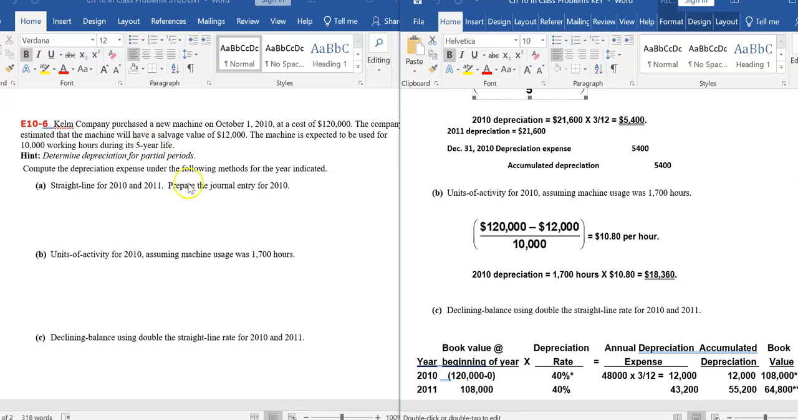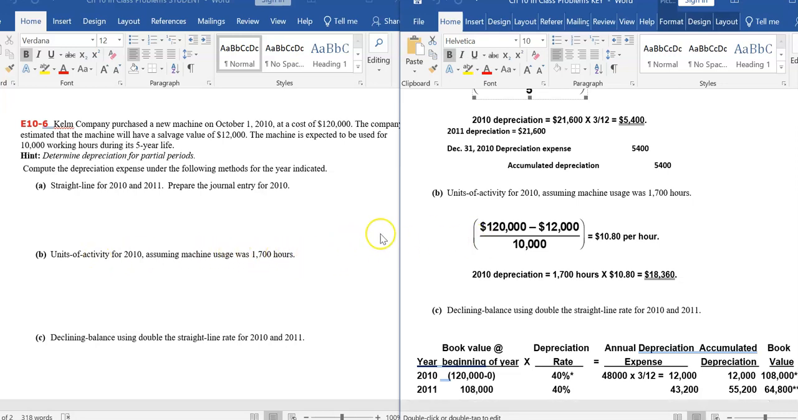Now, this machine, they're measuring its life not only in years, but in hours. So this machine is expected to be used for 10,000 working hours during the 5-year life. So the activity that they are measuring this machine by is hours.